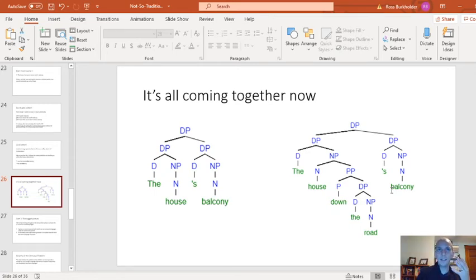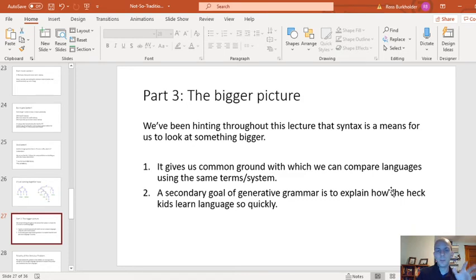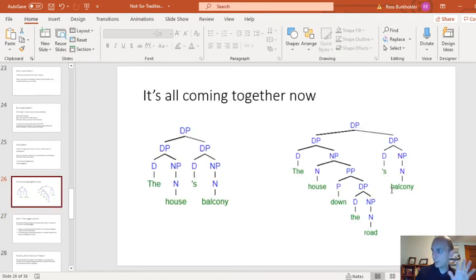The methods, the approach is the same no matter what language we're looking at, which is really cool because we can draw these trees for English or we can draw these trees for French. And we can see how they differ because of this shared background. Because we're using the same approach for all languages in this syntactic approach, it gives us a good basis with which to compare the variations in the system. So that's a nice way in which we can use syntax to zoom out, lose a little bit of our Anglocentricity, and see a bigger picture.